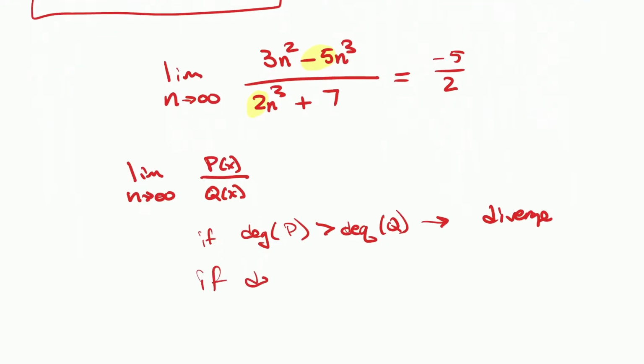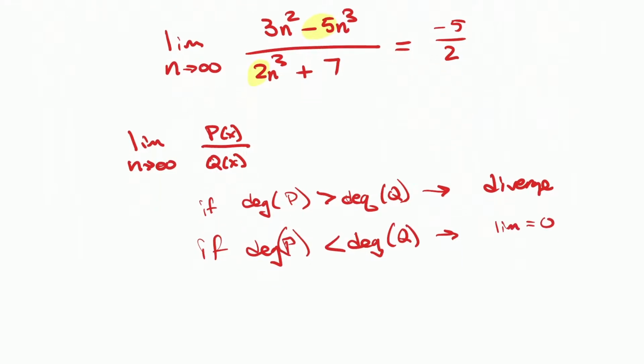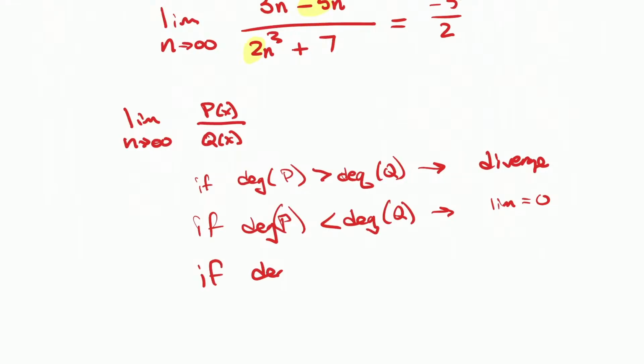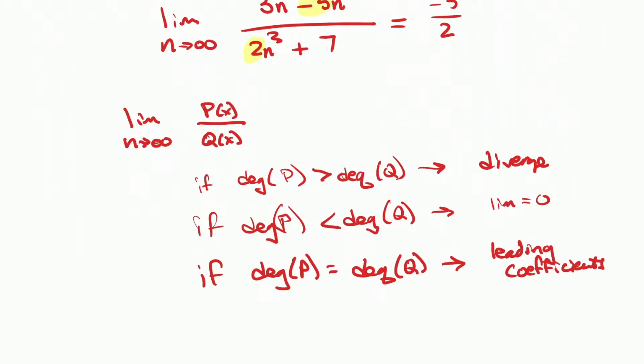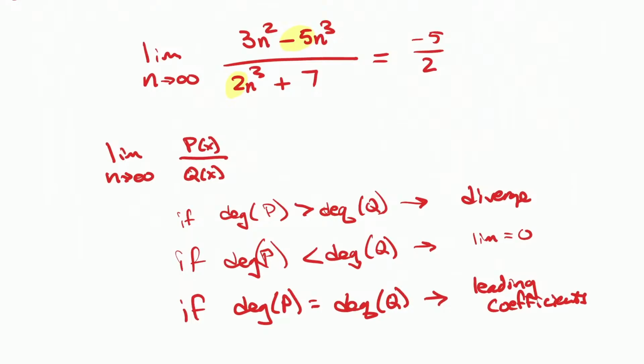So if the degree of P is less than the degree of Q, then the limit is equal to 0. And then if the degrees are the same, then you take the leading coefficients. The trick that I did up here in the highlighted. So there's the rule that you learned maybe back in calculus. So this is the shortcut.